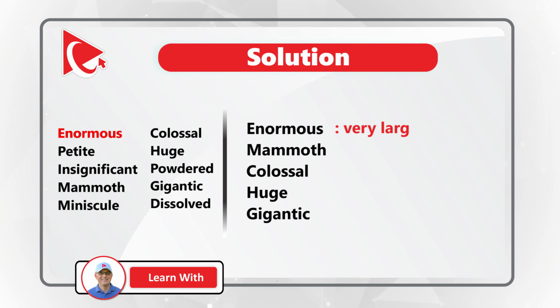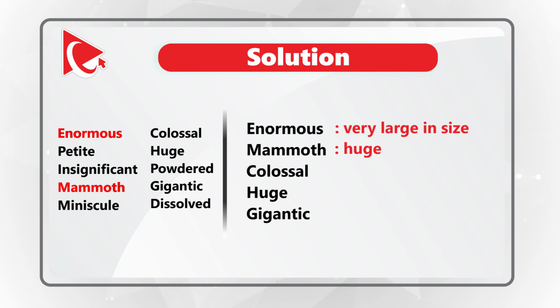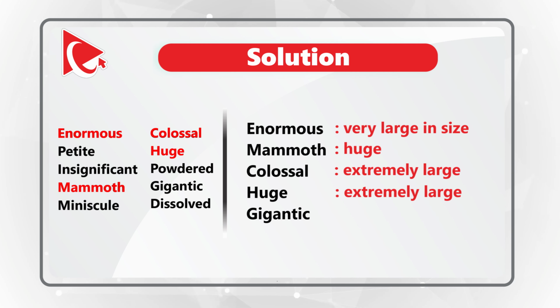Enormous means very large in size. Mammoth means huge. Colossal means extremely large, as well as the word huge has a similar meaning of extremely large.